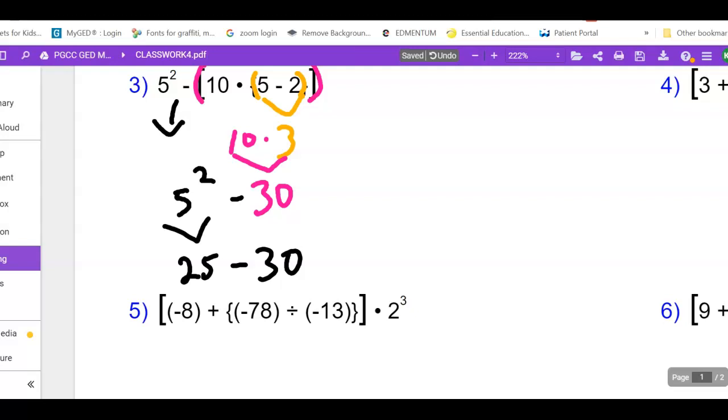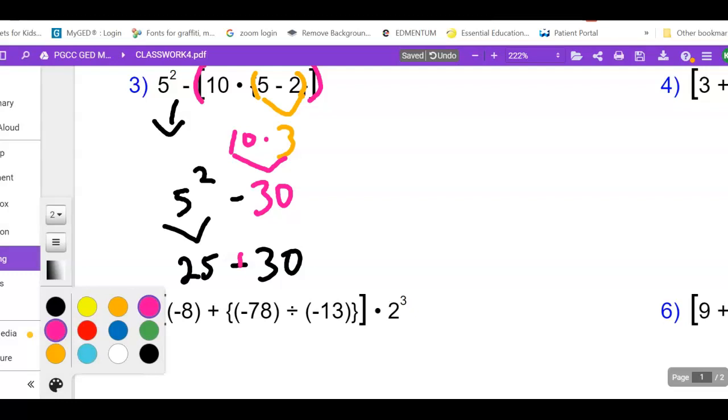Follow your integer rules. 25 minus 30. Remember, step 1, step 2. Step 3, follow your addition rules. Positive plus negative. Subtract. Keep the sign of the larger digit. Negative. Number 3, we have negative 5.